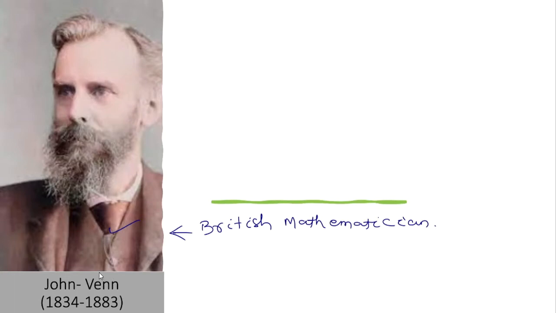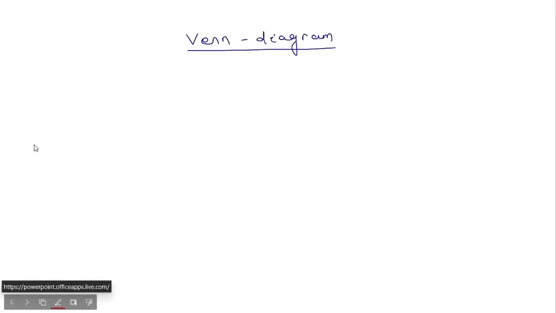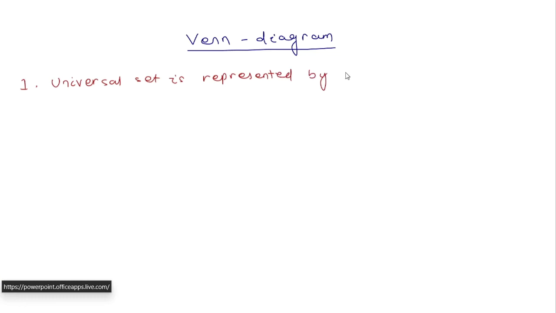But what is the Venn diagram? First of all, how do we represent sets in Venn diagram form? Generally, two rules are there. The first rule is the universal set is represented by a rectangle, and its subsets are represented by circles.